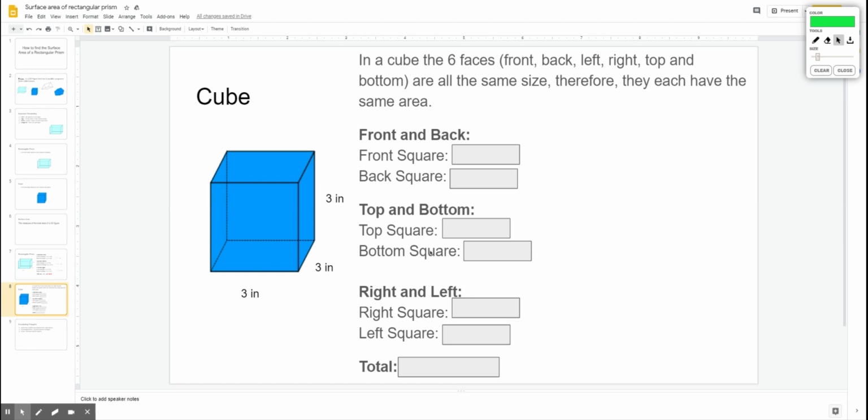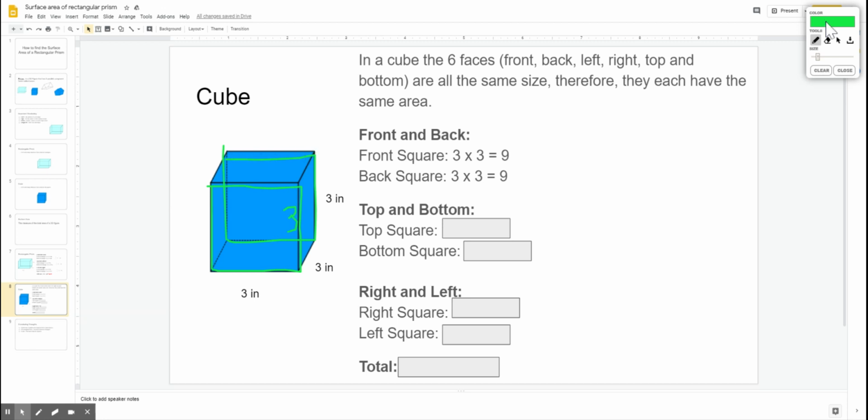So the front square, what I'm talking about when I say the front square, is this right here. The front square is this, and that is 3 times 3, which will get you 9. So 3 times 3, which is 9, and whatever's in the front is also the same in the back. So the back rectangle is also 3 times 3, which is 9.